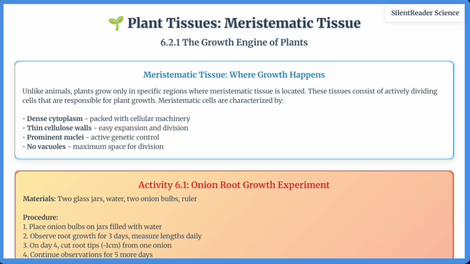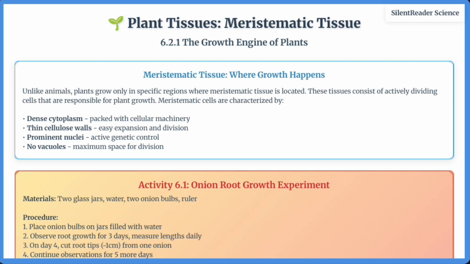Now let's explore meristematic tissue, the growth engine of plants. Unlike animals, plants grow only in specific regions where meristematic tissue is located. These tissues contain actively dividing cells characterized by dense cytoplasm, thin cellulose walls, prominent nuclei, and no vacuoles.